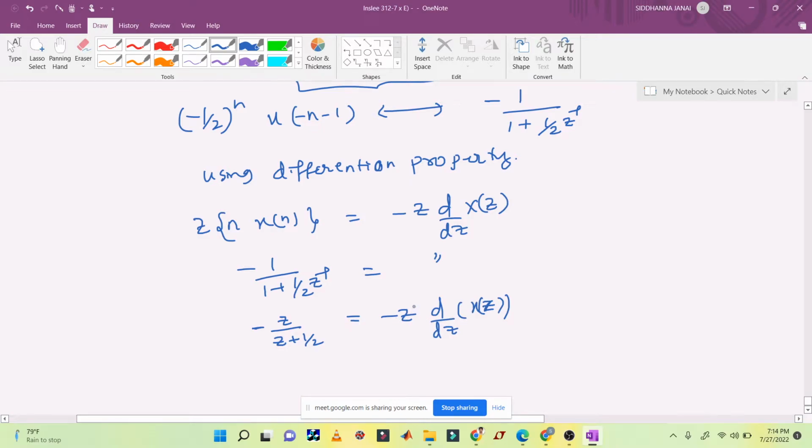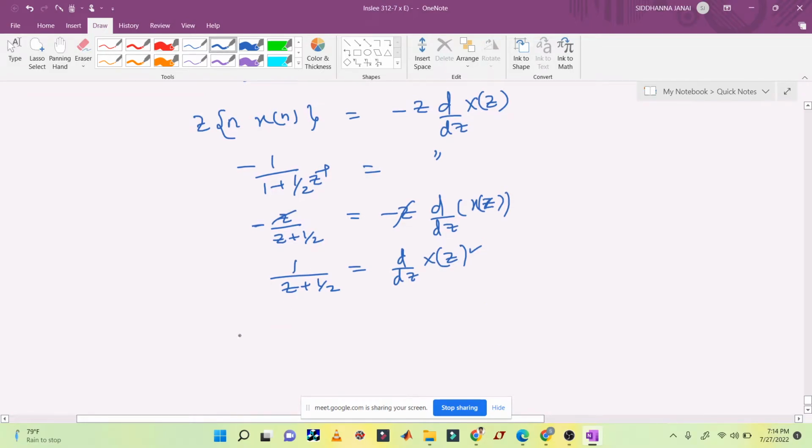Okay, so now you can see here minus z and minus z will cancel. So we'll get 1 divided by z plus 1 by 2 is equal to d by dz of x of z. But what we want? We want x of z, right? Therefore, x of z is nothing but integrating on both sides. To get x of z, we have to integrate on both the sides.